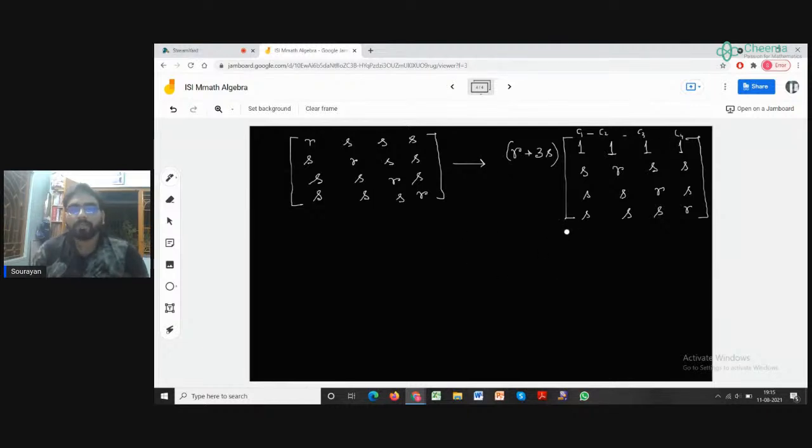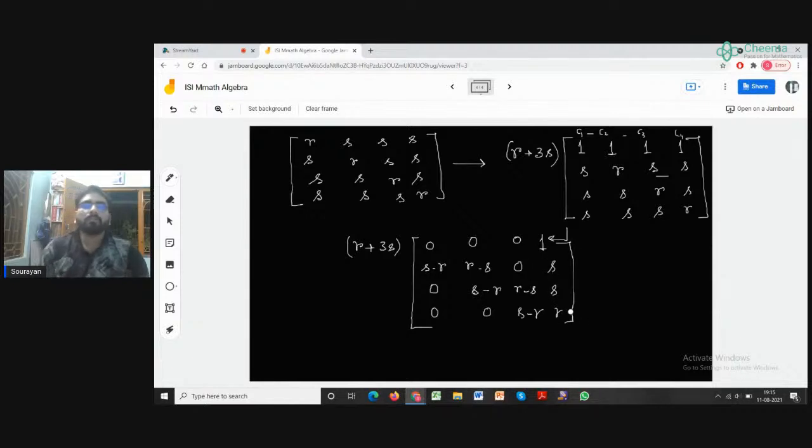So what does that give me? That gives me R plus 3S into 0, S minus R, 0, 0; then 0, R minus S, S minus R, 0; 0, then S minus S here so it's 0, then R minus S, S minus R; lastly you have 1, S, S, R. So this is the matrix that we have in our hand.